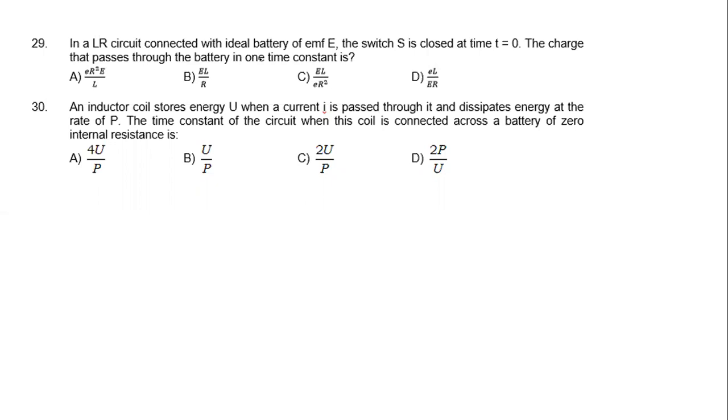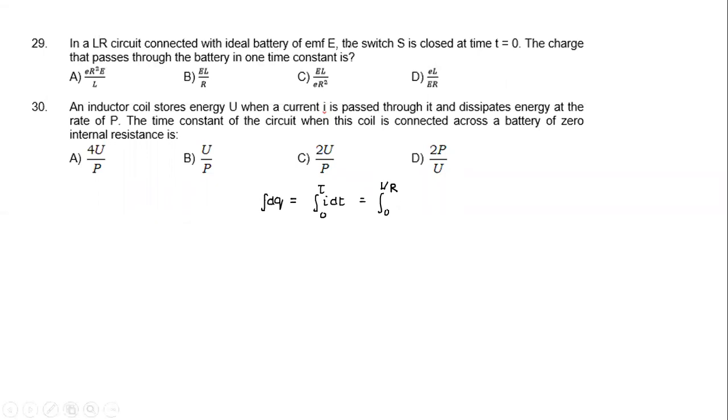What is the charge that will pass through the battery in one time constant? So if you have to calculate the charge passing through, what is delta Q equal to? This is equal to the integration of dq, which is I dt, from 0 to tau. This is a simple integration, and we have done it. I think all of you must have done it in class also, and you will recall what the current is equal to in case of an LR circuit.